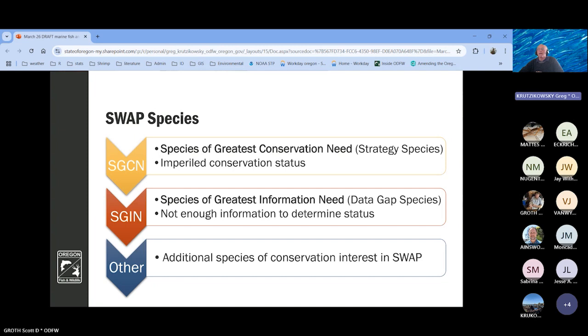Our third group is other. And there are a number of ways that we are including species that aren't either SGIN or SGCN within the revised SWAP. As we all know, there are species that are key to informing conservation actions in the state that may not fall neatly within either of the two previous categories. Next slide, please.